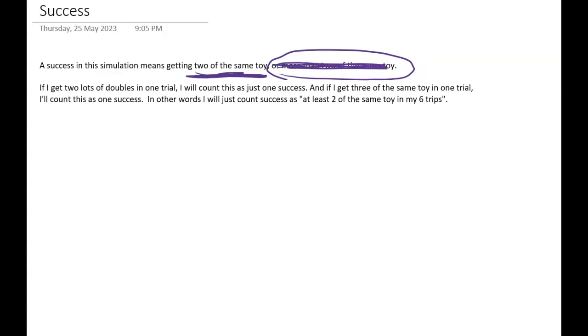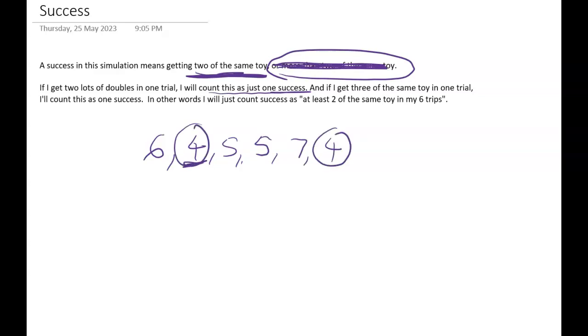Now, if I get 2 lots of doubles in one trial, I'm just going to count this as one success, right? So say I get 6, 4, 5, 5, 7, 4, then I've got my success because I've got 2 of the same toy. I've also got another 2 of the same toy, but that's just going to be a success with a tick to say success.